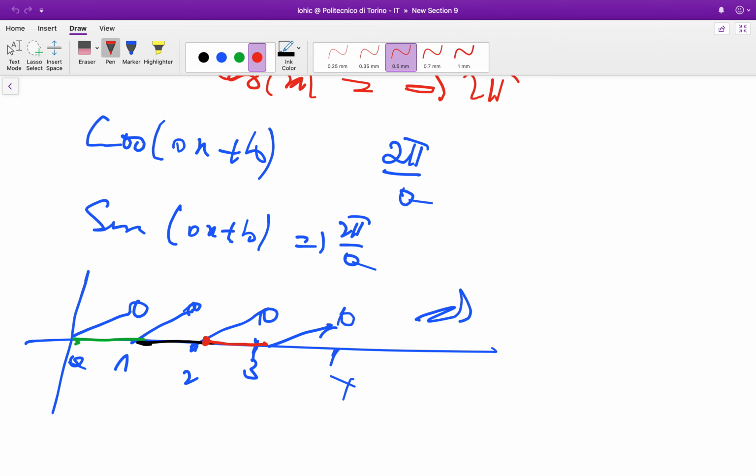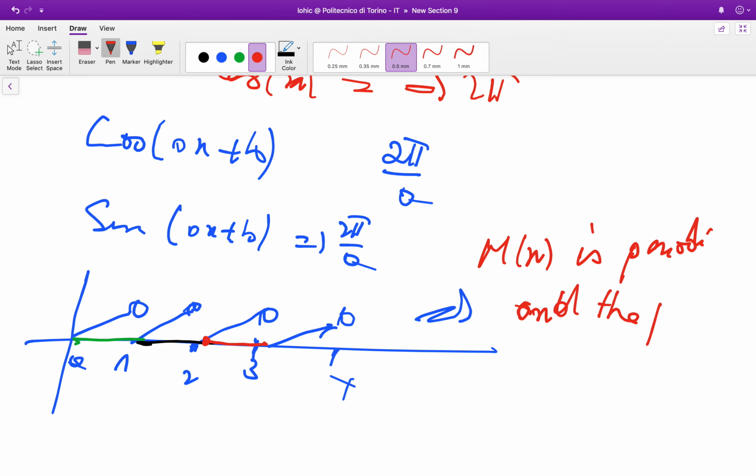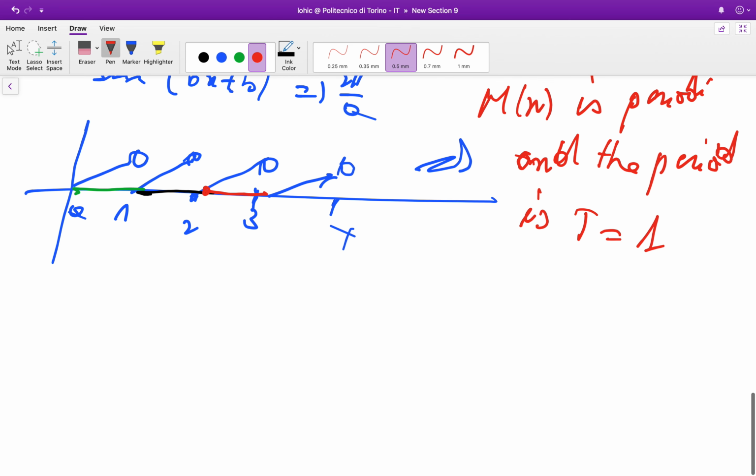And so now you know that the mantissa of x is periodic, and the period is 1. And the period is T equals 1. Is that clear? Nice.